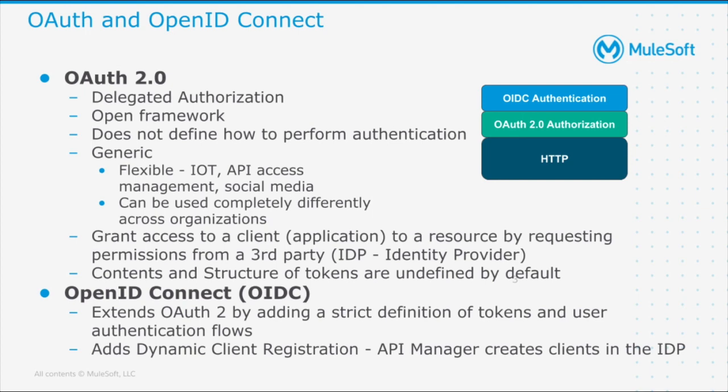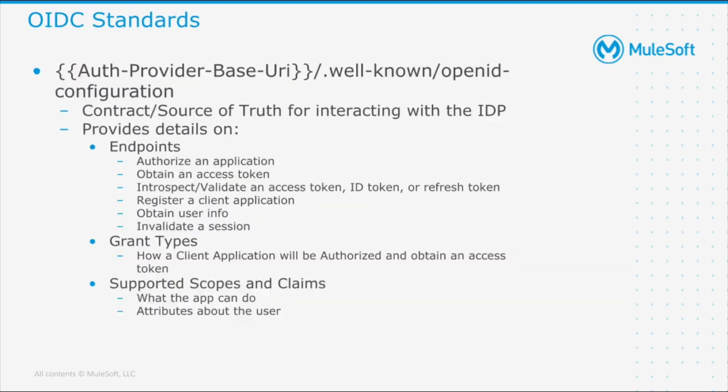OpenID Connect, or OIDC, on the other hand, has a strict definition of the tokens and authentication flows and is used to extend OAuth 2. It also adds dynamic client registration, which allows other systems to register clients within the IDP. In our case, API Manager and Exchange are used. So let's take a look at the OIDC standards.